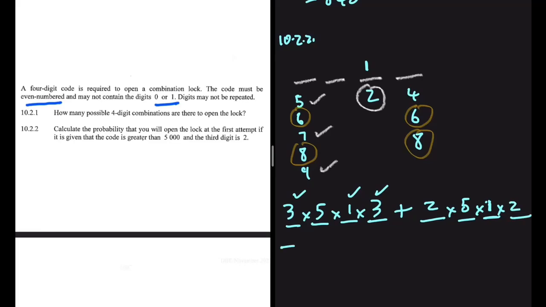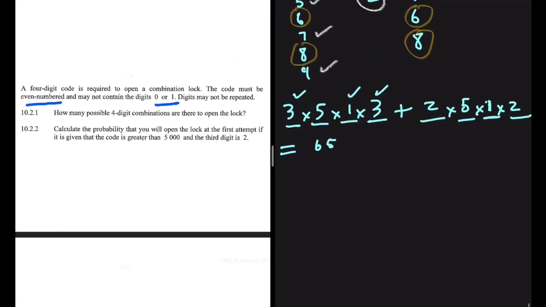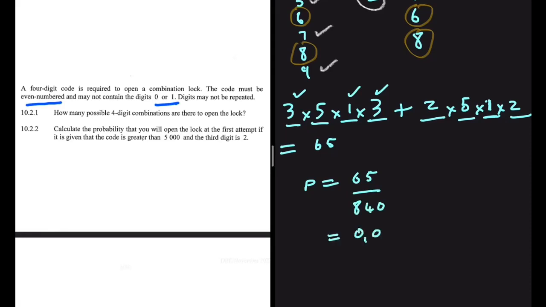Now it is just a matter of putting that in your calculator and you should get 65. So the probability will be equal to 65 divided by the sample space, our total possible combinations, which is 840, which will give you 0.08.